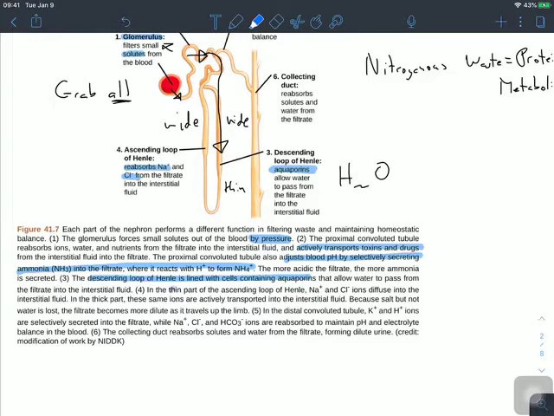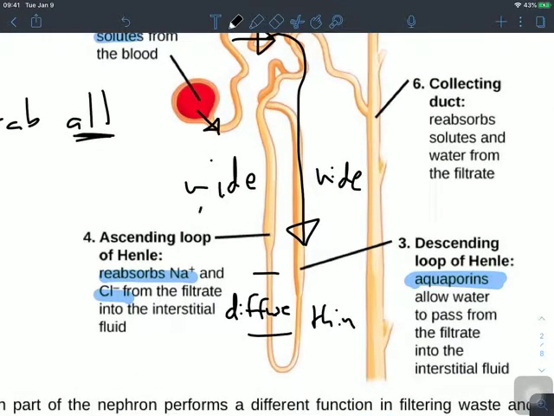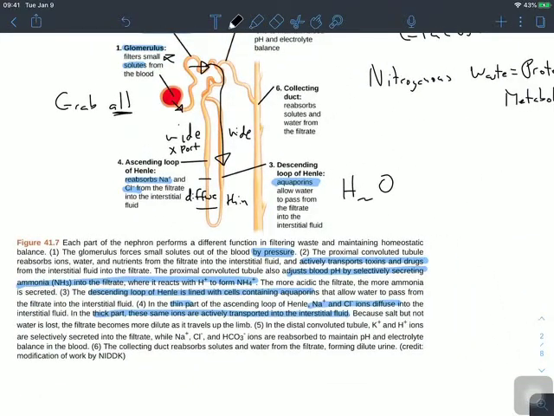So in the thin part, you've got them diffusing back into the interstitial fluid, and then in the thick part, these same ions are actively transported. So down at the thin, it's diffusion, and then up at the thicker, it's active transport. But altogether, the entire ascending loop of Henle has this reabsorb electrolyte function.